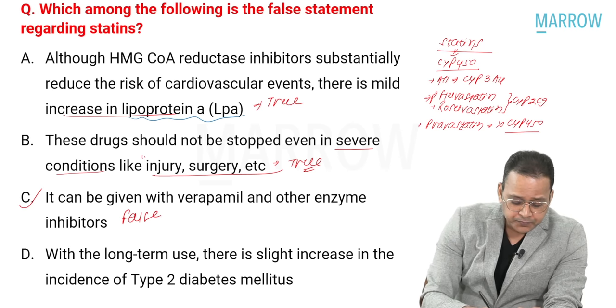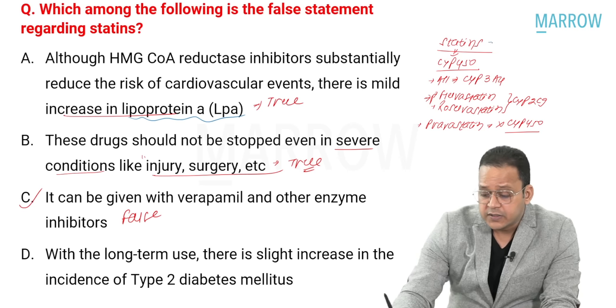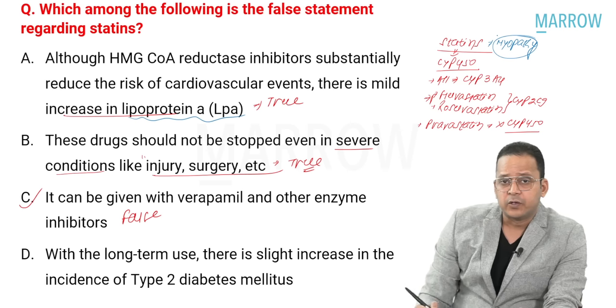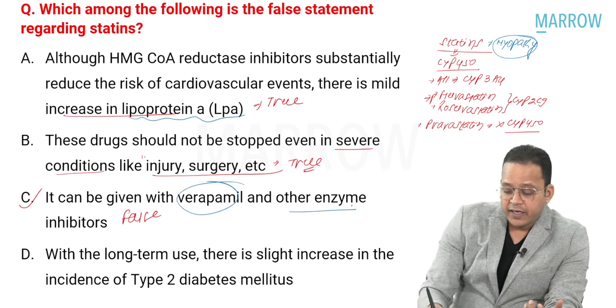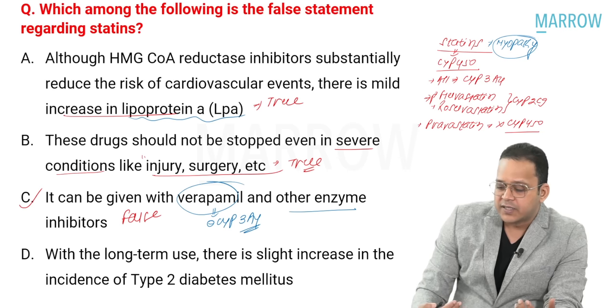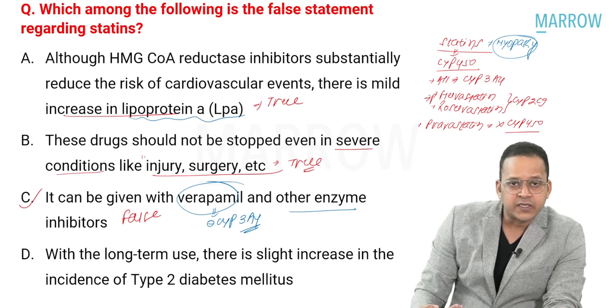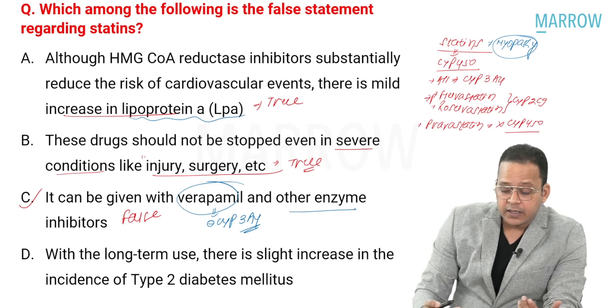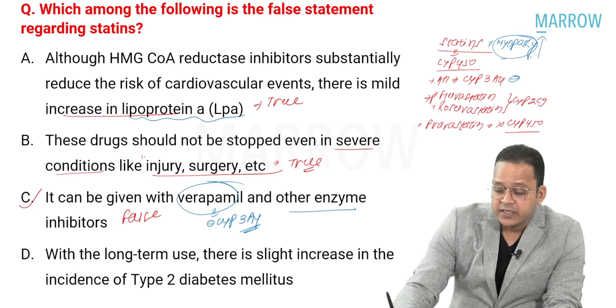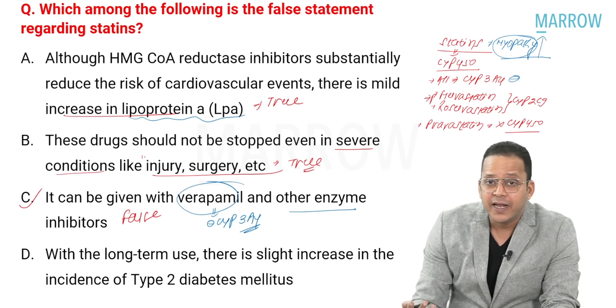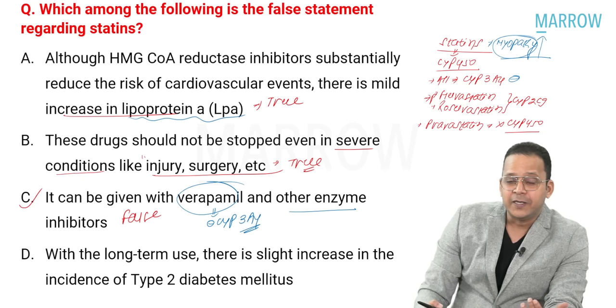Now guys, all of you know that statins do cause myopathy, isn't it? Statins, they do cause myopathy. Now, what happens when I use a drug like verapamil or any other enzyme inhibitor? See, verapamil blocks CYP3A4. So it will block metabolism of most of these statins, except fluvastatin, rosuva, and pravastatin. And by blocking CYP3A4, it would significantly increase the risk of myopathy causing rhabdomyolysis and acute renal failure, right?